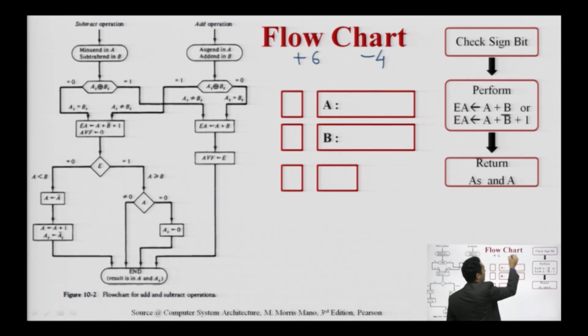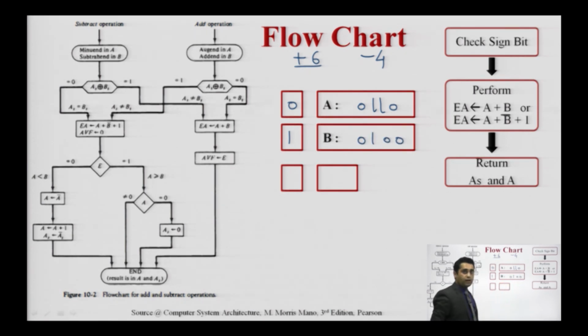Take +6 and -4. What will happen here? This A is a representation of 6. Now what about this 4? This is minus and this is 4. As per step number 1, what is happening here? We are checking this condition, and if it is 1, it moves to the subtraction part. In subtraction, see the flow chart, both signs are not the same. Yes, one is 0, another one is 1.